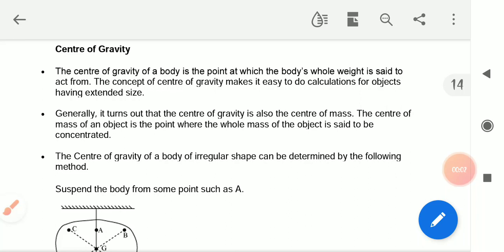Students, to the physics class of class 10. We are studying chapter number 1, under that turning forces. Last time we had studied about couple, now center of gravity.